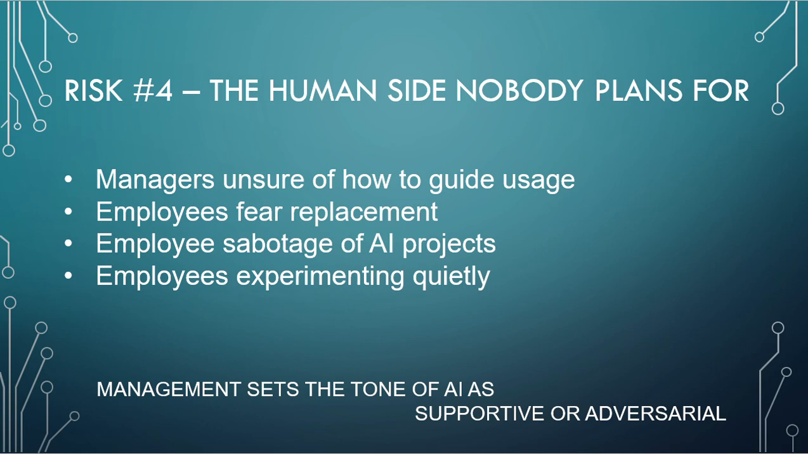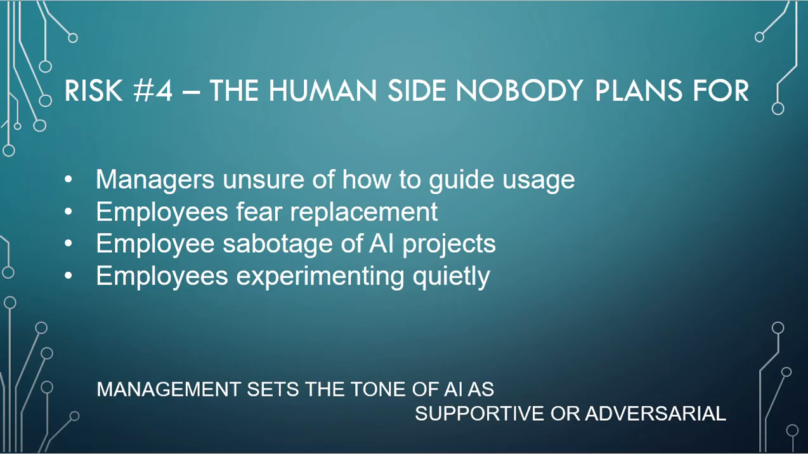Risk number 4 is the human side that nobody plans for. So quite often our managers are unsure of how to guide the usage of the employees. Employees get anxious if you start talking about AI at the management layer and you have not set the groundwork for how the employees are going to remain relevant within the AI project or after the AI project. And so it's really good to take the time to explain to the employees what the problem is that you're trying to solve and how AI plays into that, without creating that adversarial tone that we want to get rid of employees and we want to use AI in place of our employees.